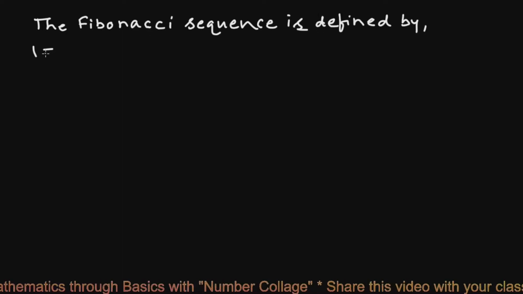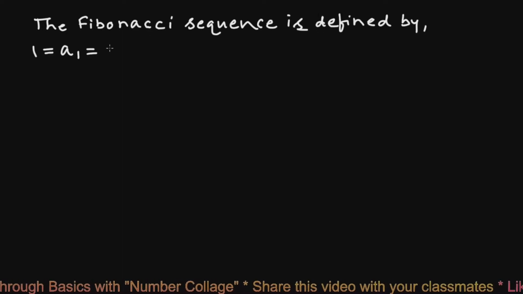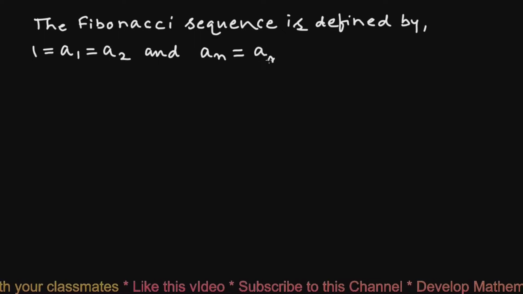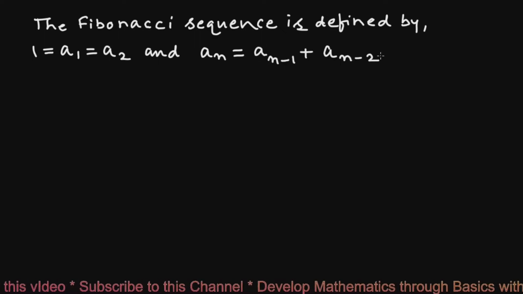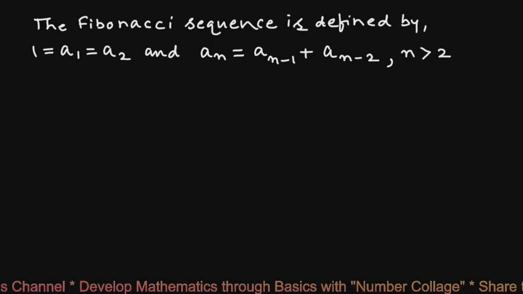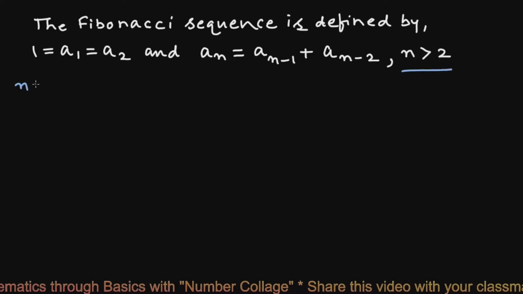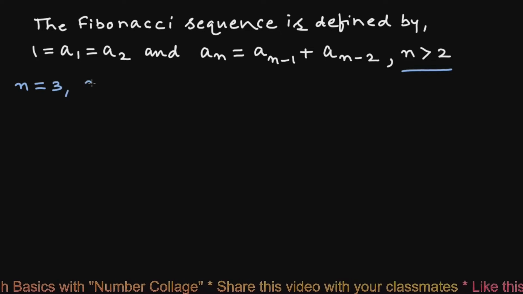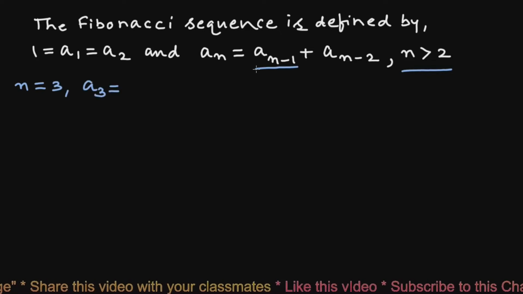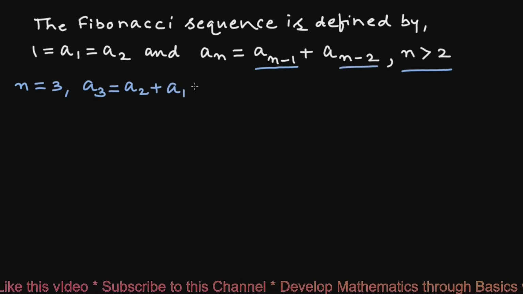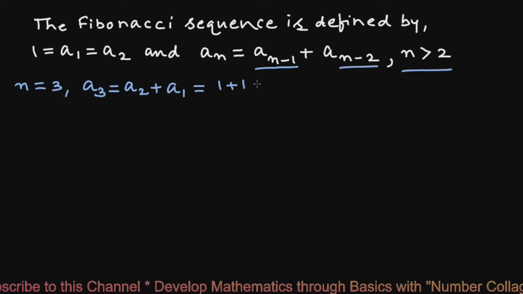The Fibonacci sequence is defined by 1 equals a1 equals a2 and an equals an minus 1 plus an minus 2 for n greater than 2. Since n is greater than 2, we have to start with n equals 3, so that a3 will be a3 minus 1, a2, plus a3 minus 2, a1. That will be 1 plus 1, 2.